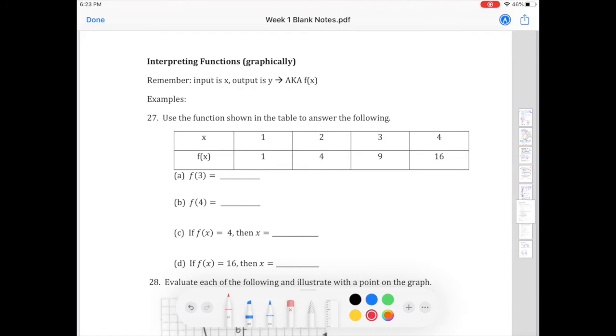All right, more with functions. I know functions are just a hoot. I love them too. As you can tell, I'm very sincere.